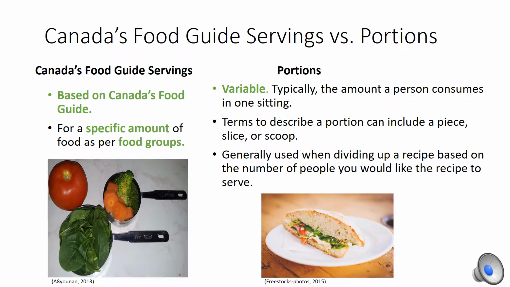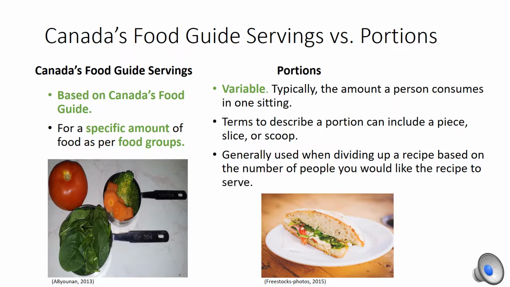What is the difference between servings and portions? Servings are based on Canada's Food Guide. They have specific reference values for each type of food according to food groups. For example, a serving of raw leafy greens is approximately 1 cup or 250 milliliters, while a serving of most other raw vegetables and fruit is half a cup or 125 milliliters.